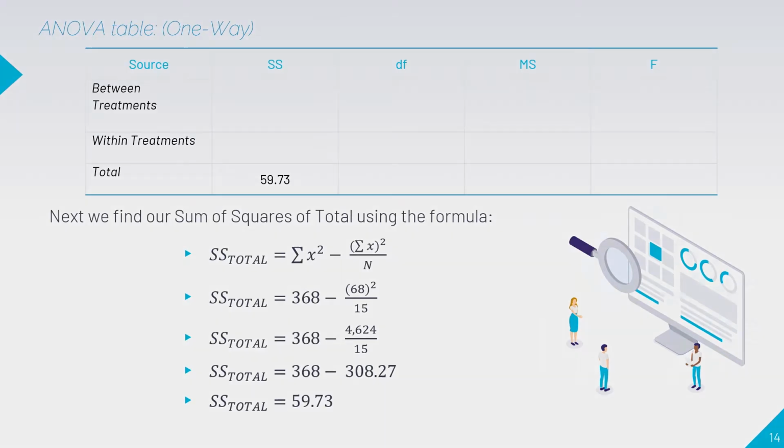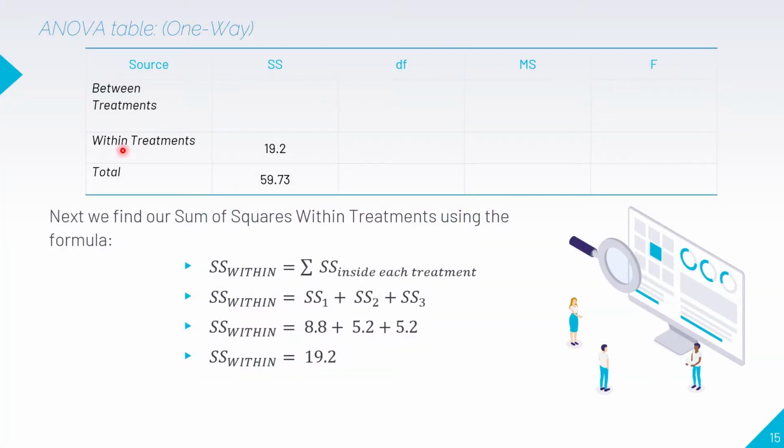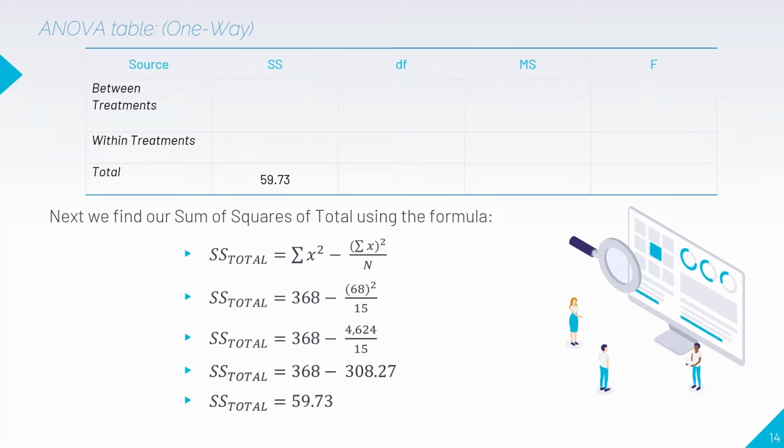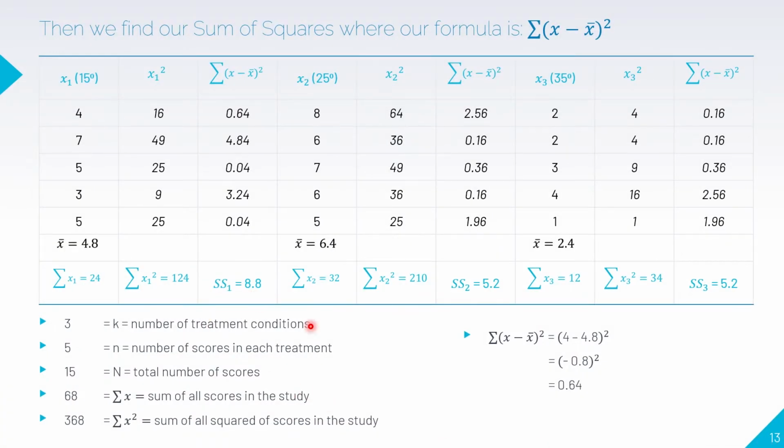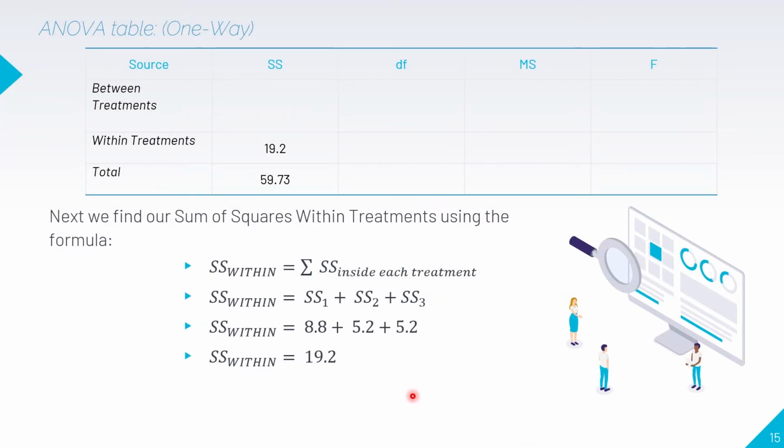Next, let's find our within treatments. So in finding our sum of squares within treatments, we use the formula SS within is equal to the summation of sum of squares inside each treatment. So we need to add the three sums of squares. So this one, 8.8 plus 5.2 plus 5.2. So this one, add them, and now we have our SS within, 19.2.